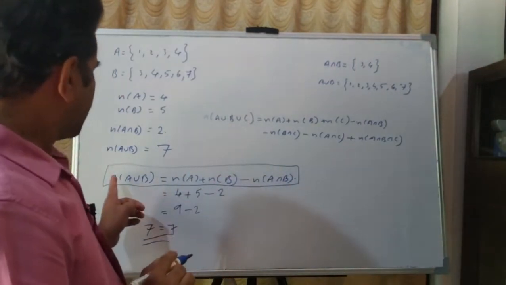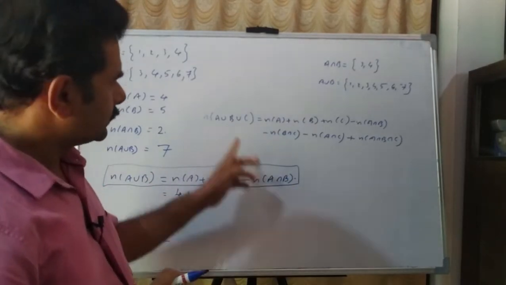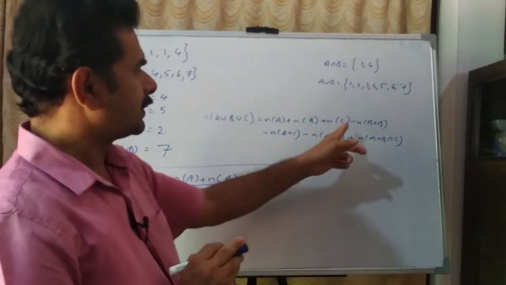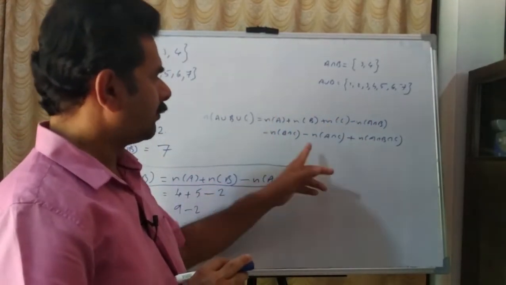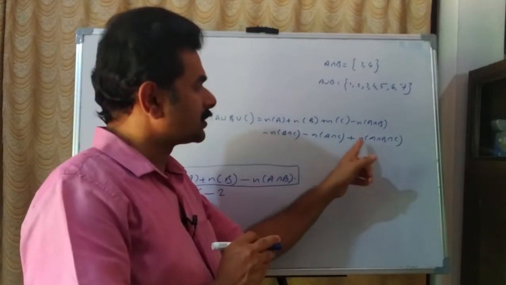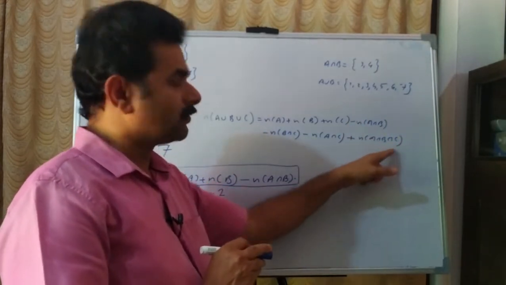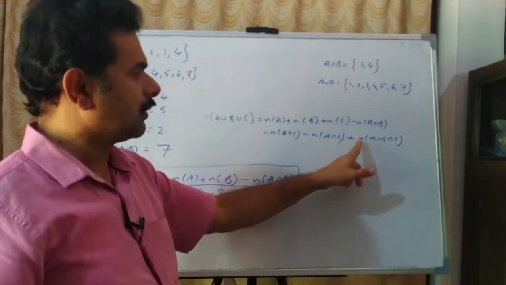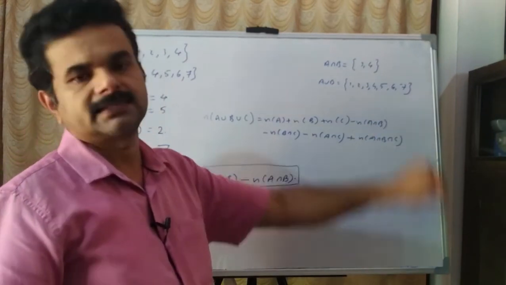So for N of A union B, that is N of A plus N of B minus N of A intersection B, in the same manner here, N of A plus N of B plus N of C, minus N of A intersection B, minus N of B intersection C, minus N of A intersection C. This much okay. Then what about N of A intersection B intersection C? Think yourself how this is obtained in the formula.